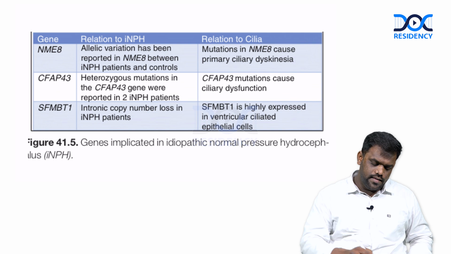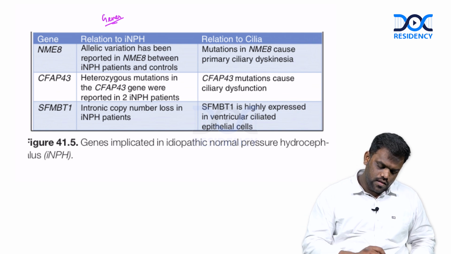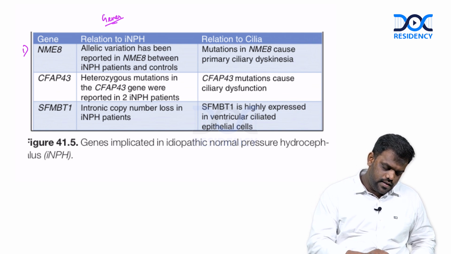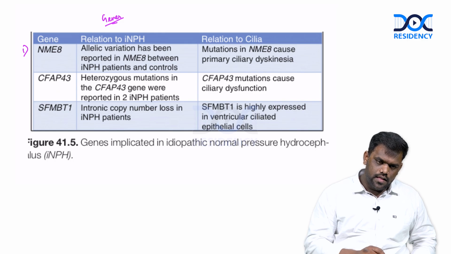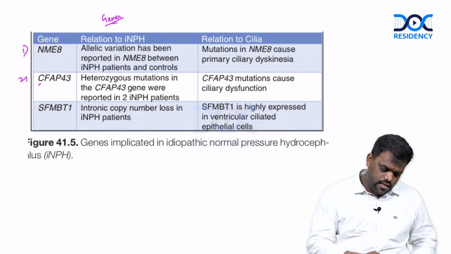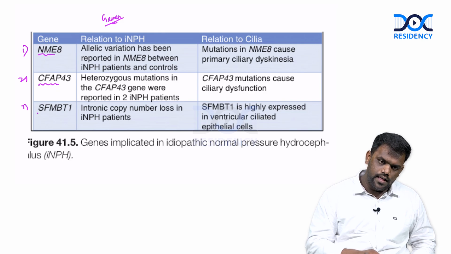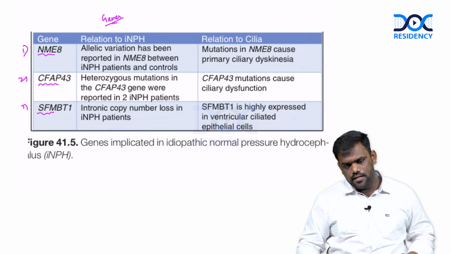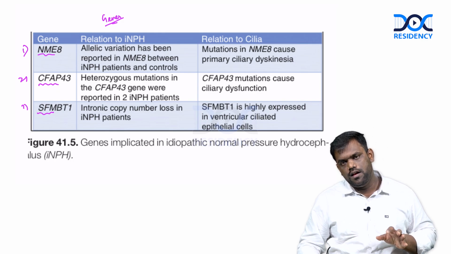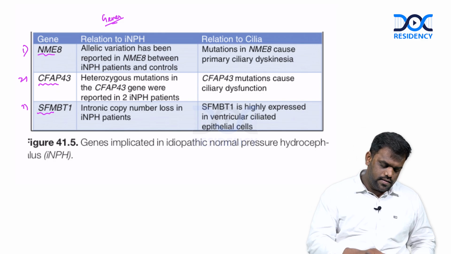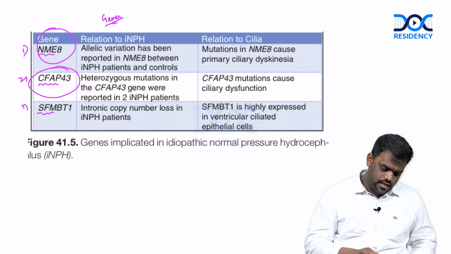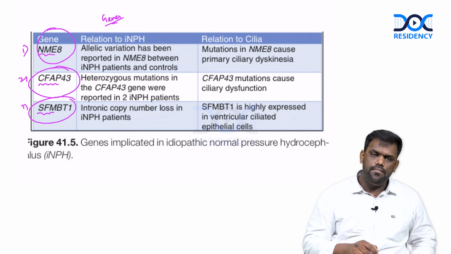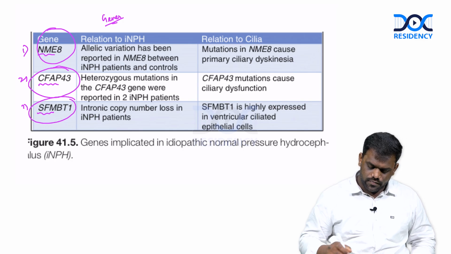So what are the various genes involved? Number one is the NME8 gene. Second is CFAP43, and third is SFMBT1. These are the three genes that are specific for normal pressure hydrocephalus. Number one is NME8, number two is CFAP43, number three is SFMBT1.